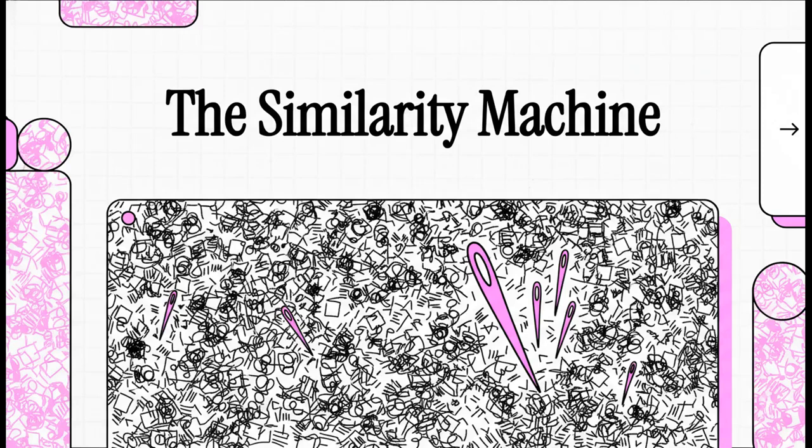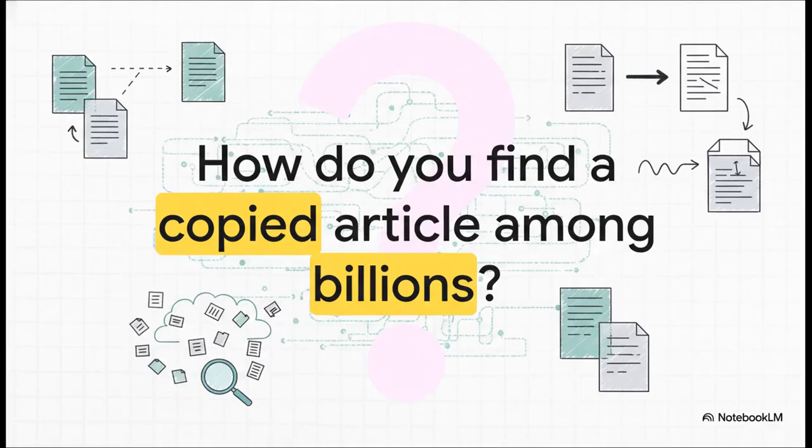You know, the internet is basically this one gigantic haystack of information. So how in the world do services like Google find that one single needle, a copied article, among billions and billions of other pages? Well, in this explainer, we're going to peek under the hood and actually build the machine that does exactly that. So this is the core problem we're trying to solve, right?